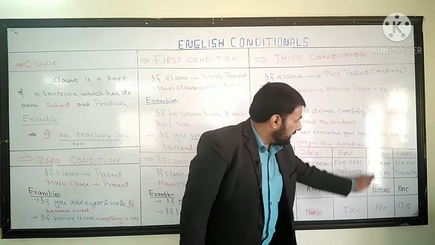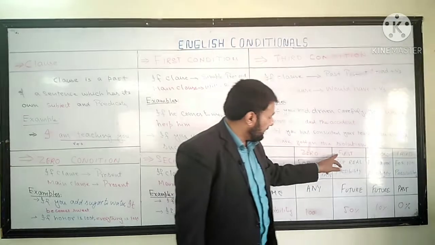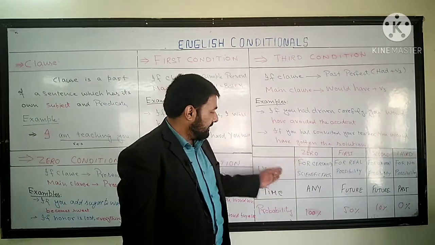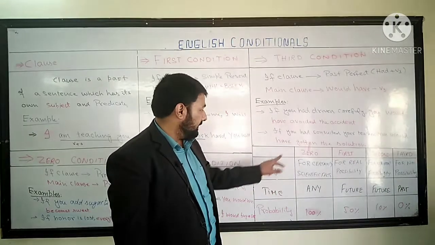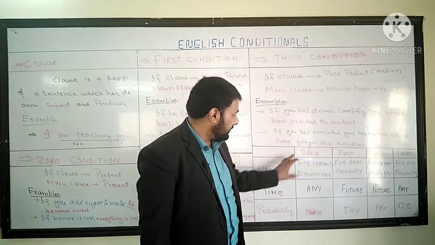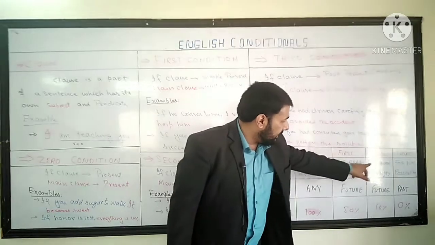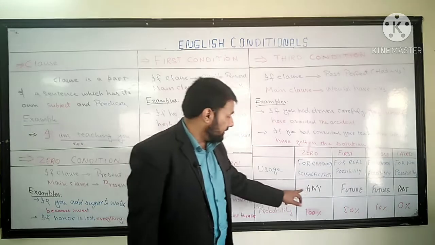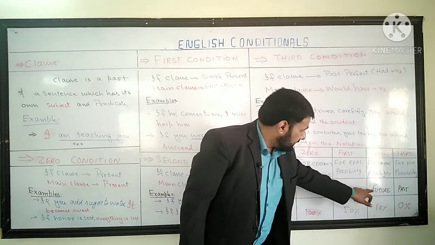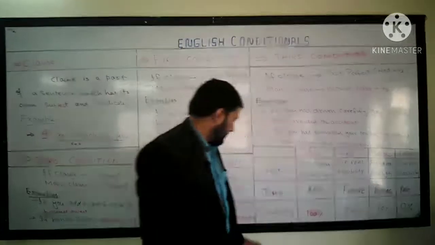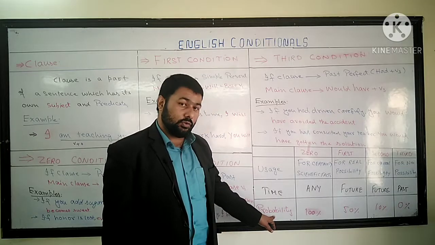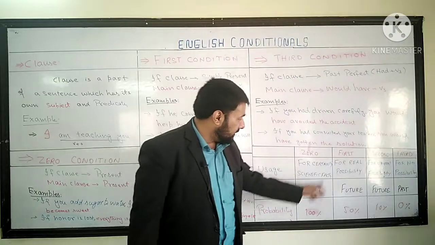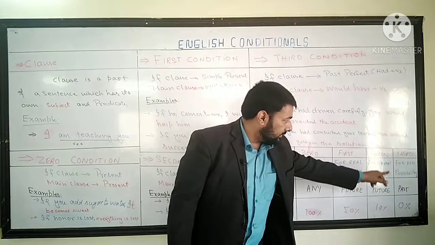These are our conditions: zero condition, first condition, second condition, third condition. And these are some of the categories they belong to. For example, the usage of zero condition, first condition, and second and third. Similarly, time in zero condition, first condition, second condition and third condition. And the probability ratio of the action presented in these conditions.